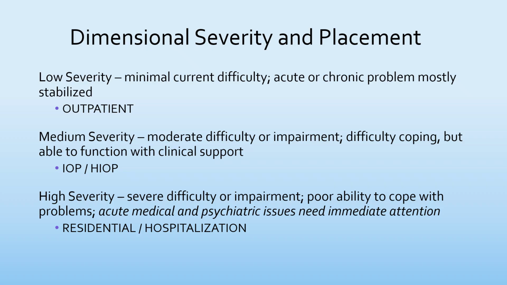outpatient type of care. As we get into maybe kind of a medium range where there's moderate difficulty or impairment, there's difficulty coping, but there is the ability to function with clinical support, then we're more appropriate for like a level 2, which is intensive outpatient or high intensity outpatient. And then if we're looking at higher severity with severe difficulty or impairment, a really poor ability to cope with problems, then that's going to call for that level 3 residential or even hospitalization if there are acute medical and psychiatric needs. When we diagnose immediate withdrawal, when we diagnose severe psychiatric issues, severe medical issues, those do need to be addressed right away regardless of what's on the other aspects of the assessment.